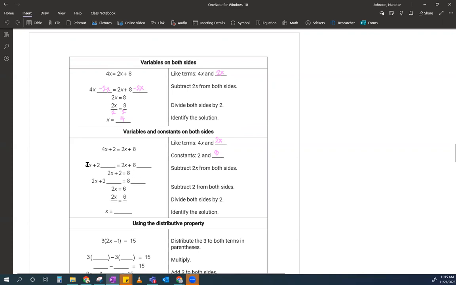Okay, so here I want to put like terms together. So I'm going to subtract 2x from both sides. Subtract 2x.